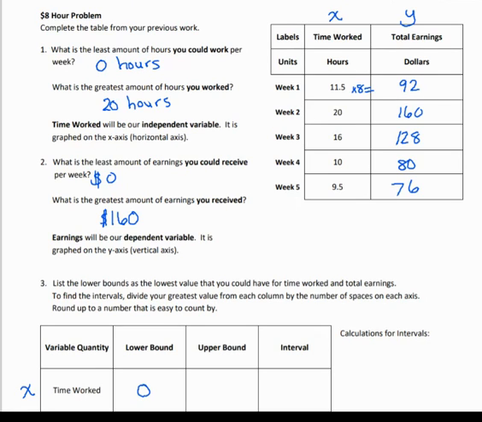Our upper bound is those highest values. So what was my upper bound for my time? What was the most amount of time I worked? 20 hours. 20, exactly. Again, I'm just going back to my data and looking at what the highest amount of time was, and that was 20. And what was the highest amount of earnings? 160. Okay? Knowing that information is going to help us now calculate what I should count by on the graph.